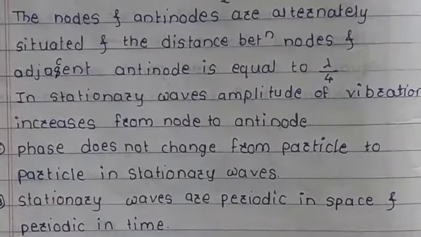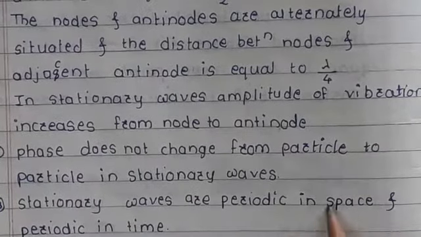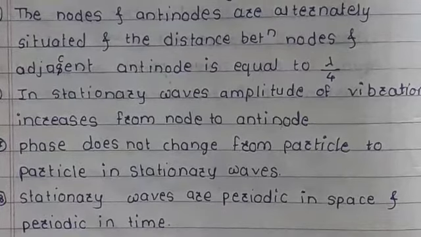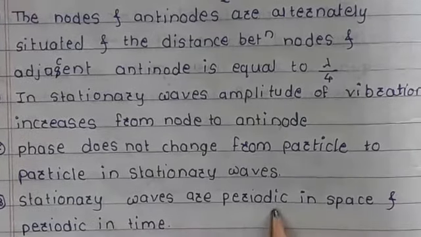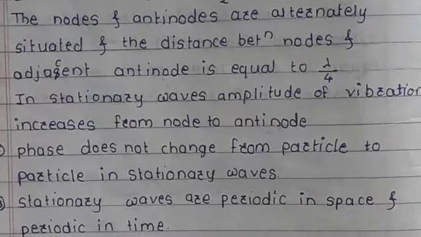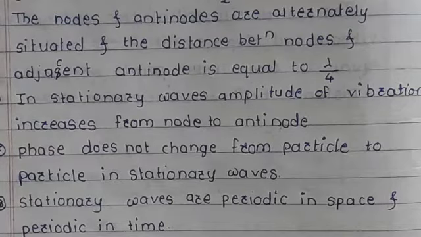And the last one: the stationary waves are periodic in space and also periodic in time. That means the time interval does not change; it remains as it is. So the stationary waves are periodic in space, and also periodic in time.